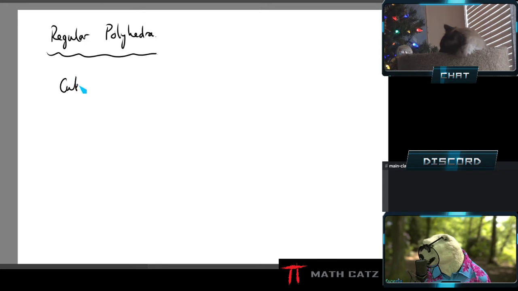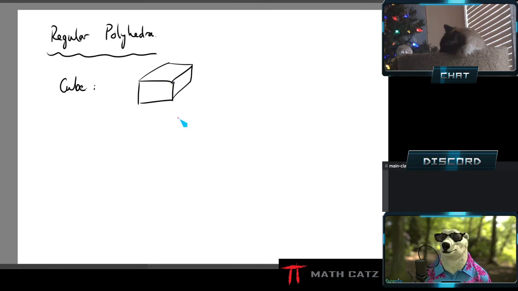So I have my familiar cube. Let's draw a not great representation of the cube. Not my best work. It looks a little flat. But it's a cube. I can have some dotted lines there to show the background as well. So now the question is, why does the cube work?